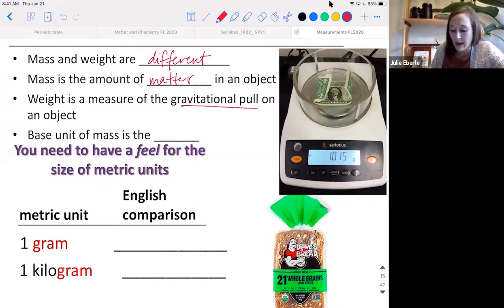Okay, the base unit for mass is the gram. So we've got the meter for length. If we're talking about mass, though, we're going to talk in units of grams. So how much is a gram?